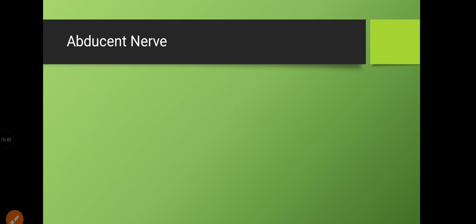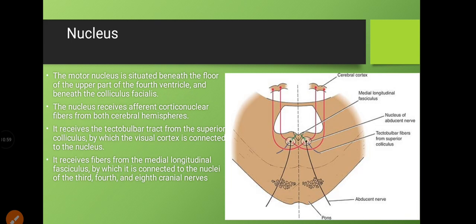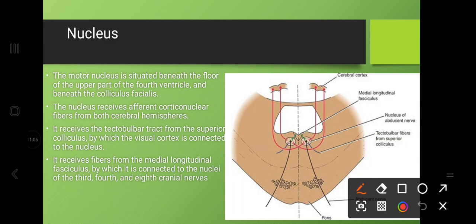Cranial nerve number 6, abducent nerve, also has only one component, which is somatic efferent. This nerve supplies one muscle, the lateral rectus muscle. The abducent nucleus is located in the pons near the floor of the fourth ventricle, beneath the facial colliculus.